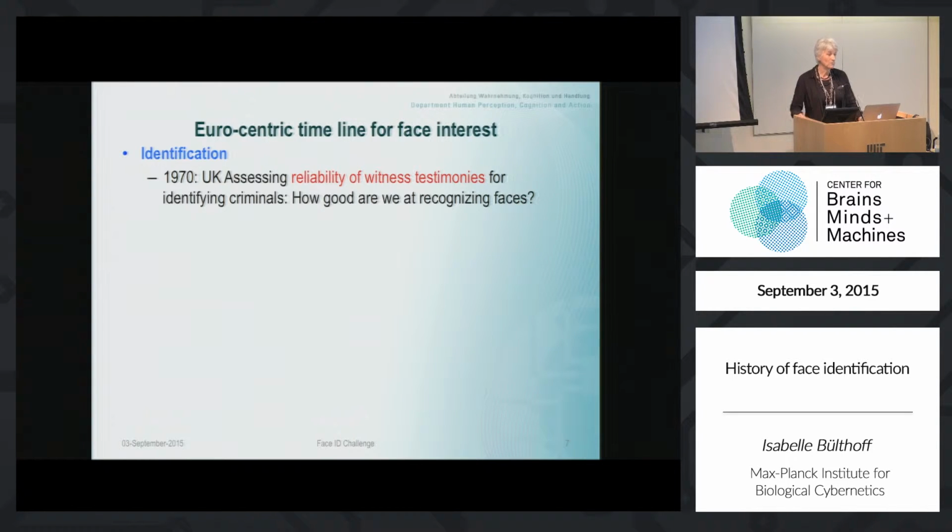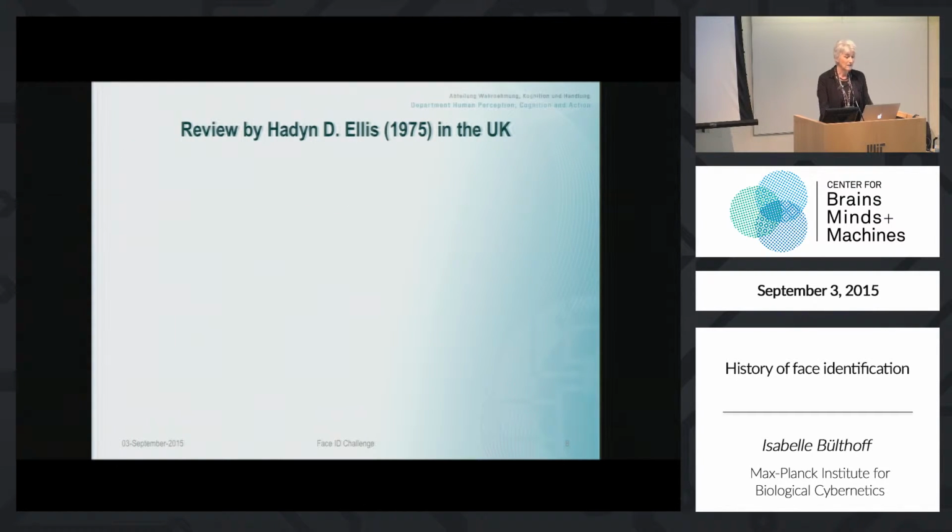In Europe, in the UK, it started because there were some very famous criminal investigations where there was trouble with witnesses recognizing criminals. The UK government invested money in research. They wanted to know how good we are at recognizing faces and how reliable the testimonies of witnesses are. And in 1975, there is a review by Ellis, and it's quite sobering when you read this paper.